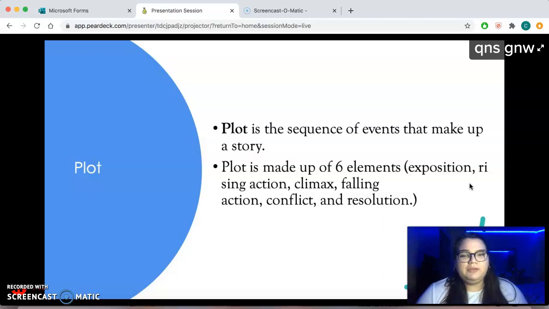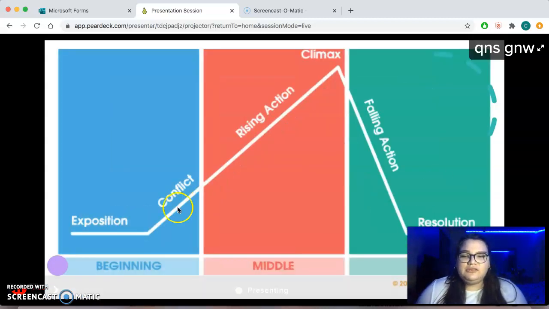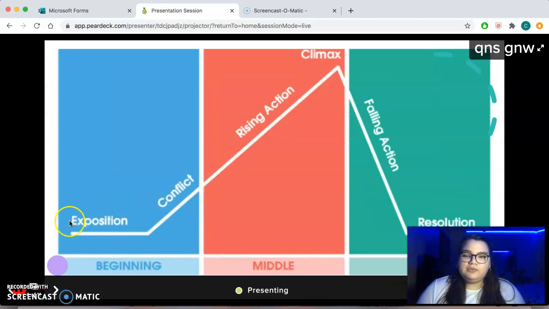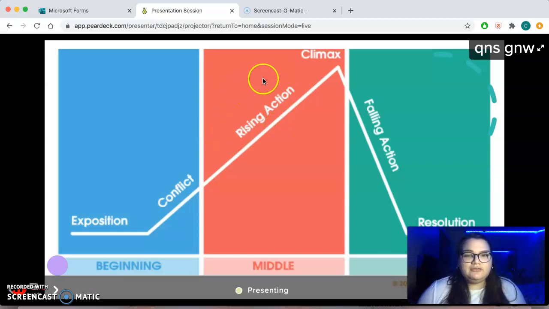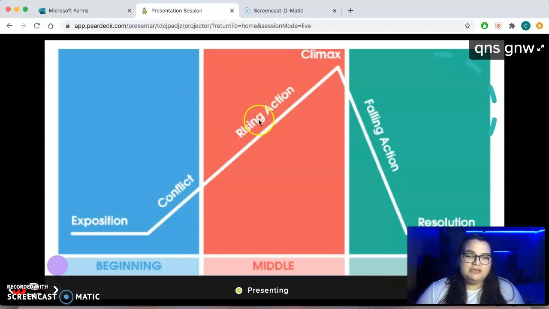And again, plot diagram. So as you can see in the exposition, if you remember, we are introduced to who the characters are, what the setting is, what the multiple settings could be. We are also introduced to the conflict, and this is all in this beginning phase of the story, right? And then we have the rising action. Remember, in the rising action is when they start building up the tension, they start building up the action, and usually a lot of drama and action happens in these scenes.